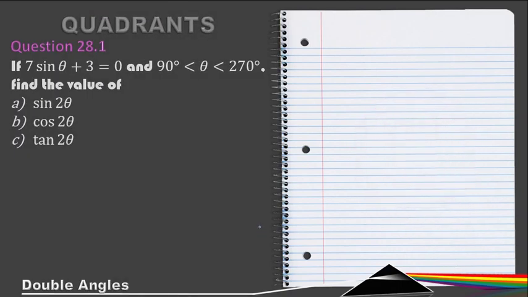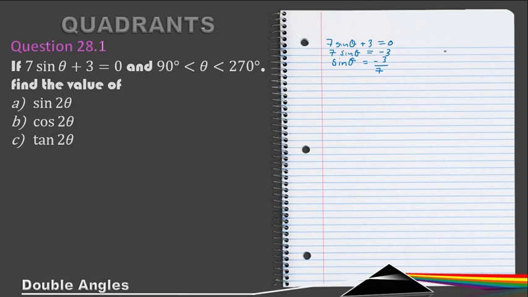So for question 28.1, here we're given that 7 sine theta plus 3 is equal to 0. And we have this restriction. Find the values of, again, sine 2 theta, cos 2 theta, and tan 2 theta. So first of all, let's just solve for that. We've got 7 sine theta plus 3 equals 0. To solve for it, I just want to isolate the sine theta, taking the 3 over to the other side. 7 sine theta is equal to negative 3, and then dividing both sides by 7, I have sine theta is equal to negative 3 over 7.